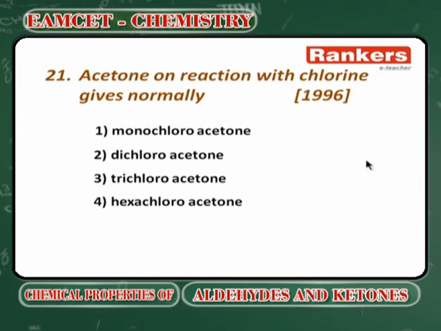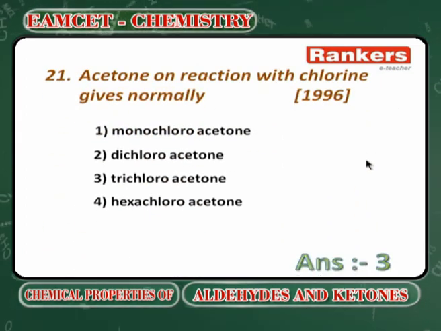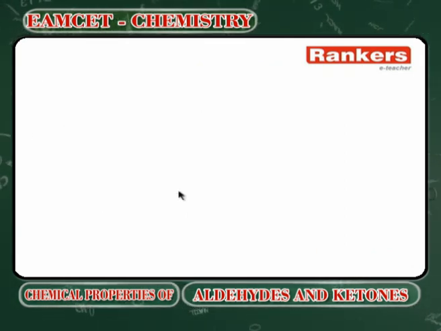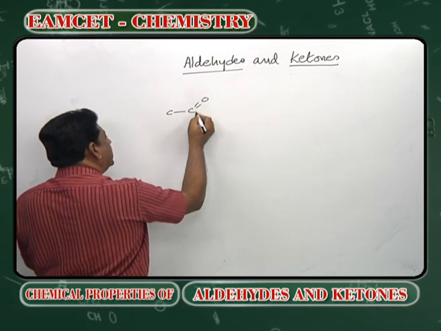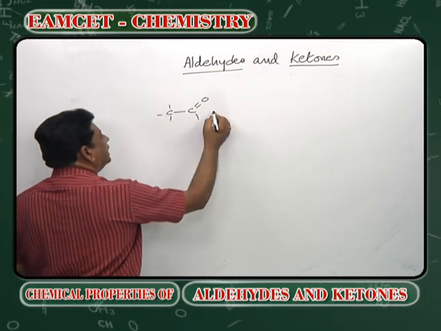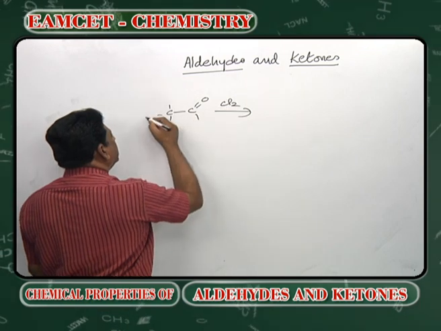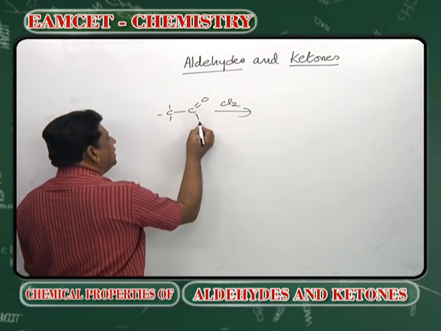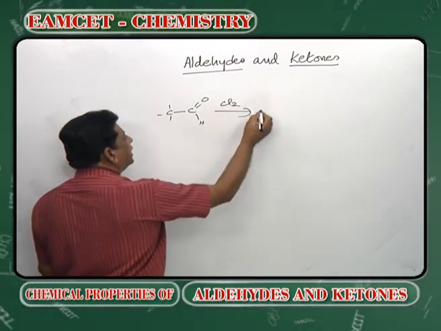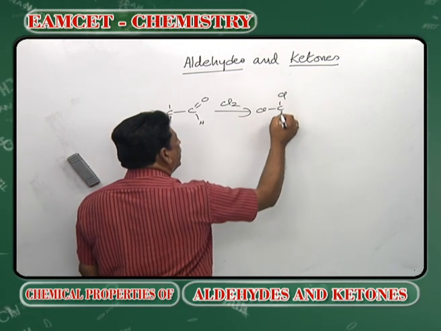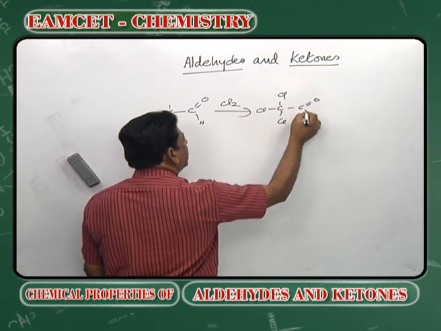Next. Acetone on reaction with chlorine gives, normally... So, here the question has a slight ambiguity. As I said, three types of halogenation are there. All the carbonyl compounds containing alpha hydrogens readily undergo the reaction. All of this gets chlorinated. If hydrogen is there, you will get trichloroacetaldehyde. That will be the end of the reaction.